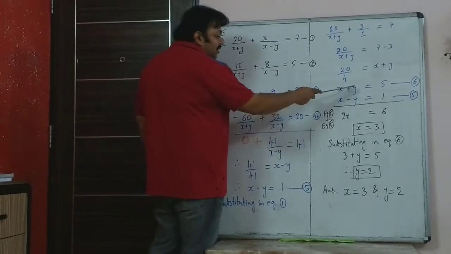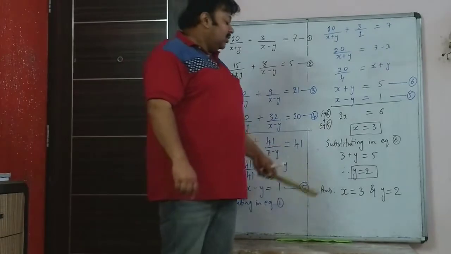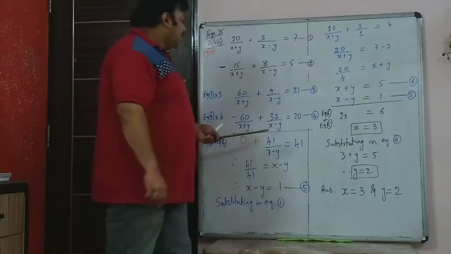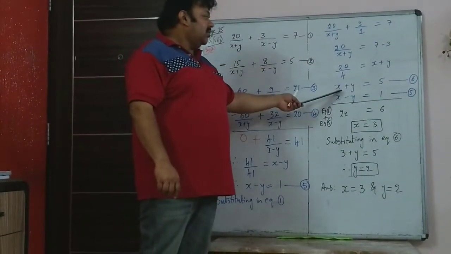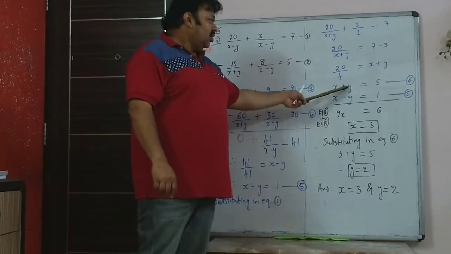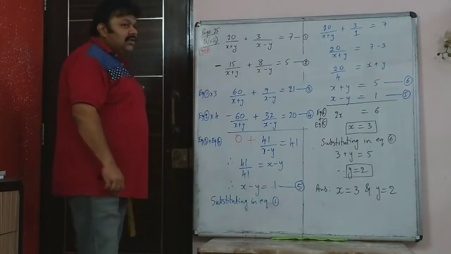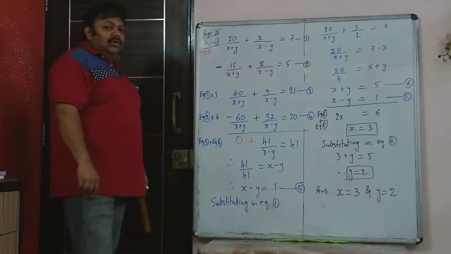Now these two equations you can directly solve by adding equation 6 and 5. So you get 2x, this is 0, is equal to 6. So x is equal to 3. When you substitute x is equal to 3 in the simple equation, that is in equation 6, you will get y equal to 2. So the answer will be x is equal to 3 and y equal to 2.